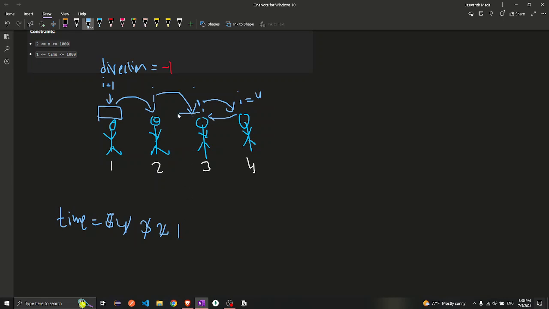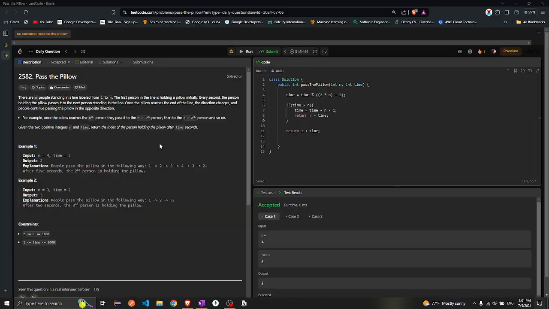And when I'm here, I'll reduce i since the direction is -1. So my i will come here and my time will become 0. And I cannot move any further, right? Because the time became 0. So I have no more time left, and the pillow stopped at this guy, so he is the answer. So let's try to code this up.